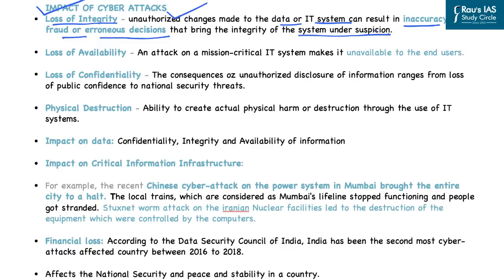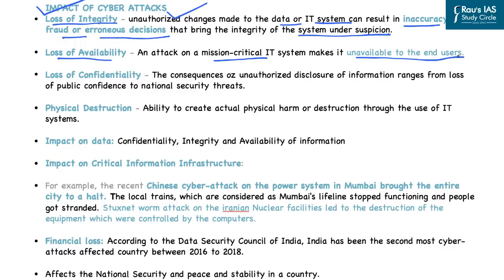For example, a lot of data is utilized in the Indian government in order to take certain decisions. However, if cyber attacks are carried out, the data will be compromised, and in that case, the policy making process can get hampered. Second is the loss of availability, which can include an attack on mission critical IT systems, which makes them unavailable to the end users.